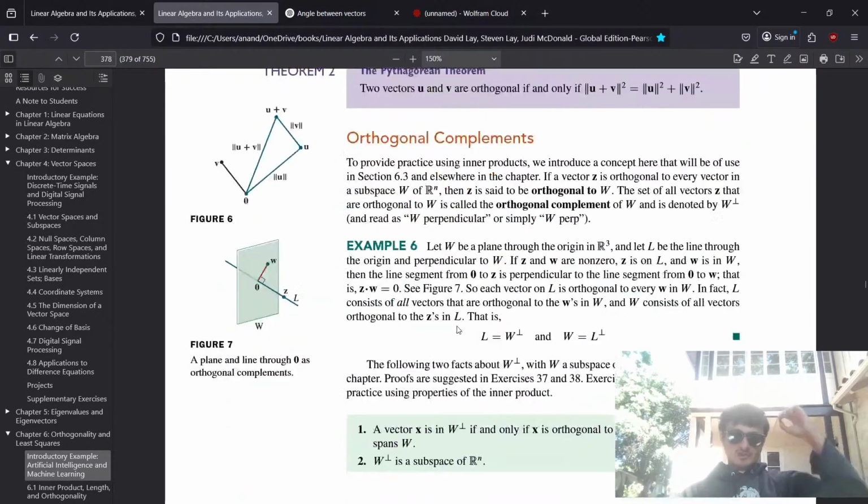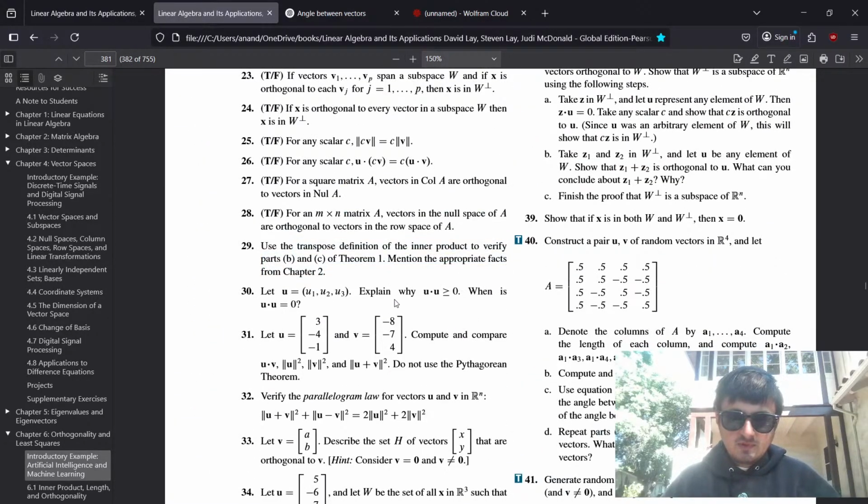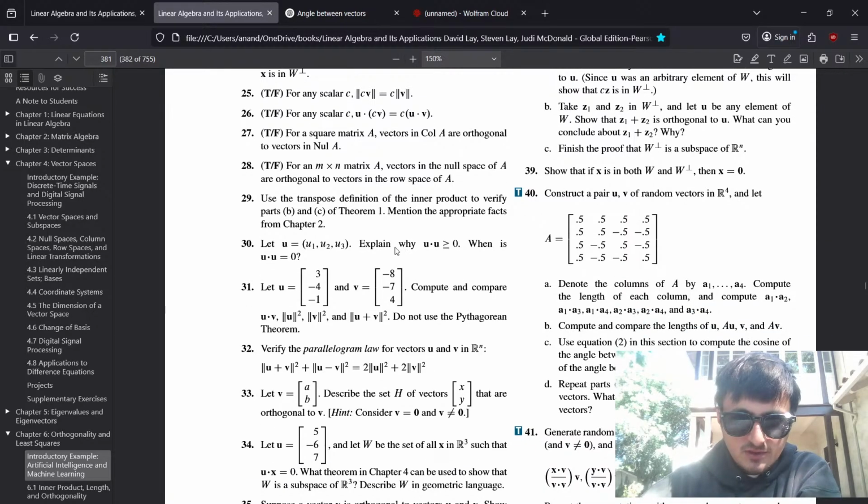We don't need to do that one. You just think of them as matrices, and I think it works out. Let U equal U1, U2, U3. Explain why it has to be.